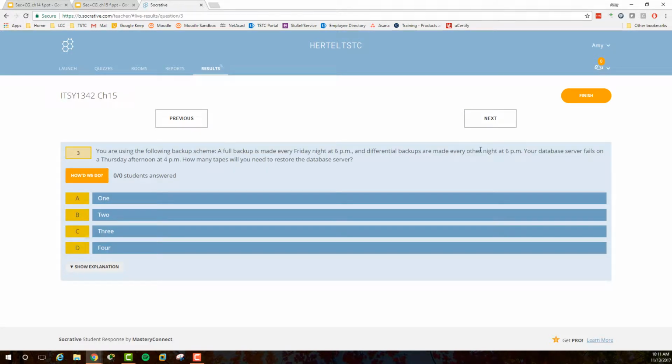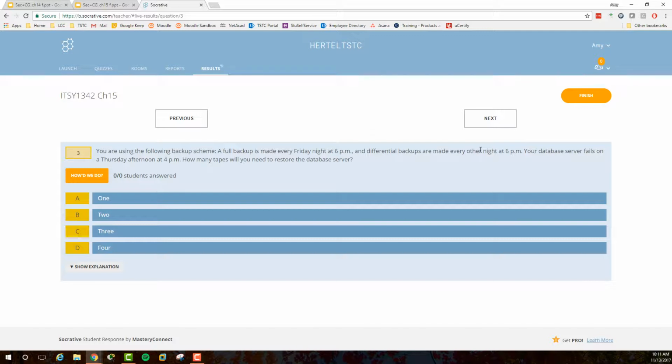You are using the following backup scheme. A full backup is made every Friday night at 6 p.m., and differential backups are made every other night at 6 p.m. Your database server fails on a Thursday afternoon at 4 p.m. How many tapes will you need to restore the database server? This is a classic Security Plus question when it comes to backups and redundancy. 1, 2, 3, or 4 tapes. So you have a full backup made Friday night at 6, and then the next Thursday you have a failure. How many tapes do you need if you used a differential backup?